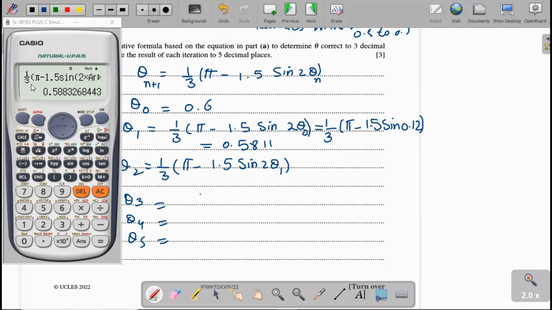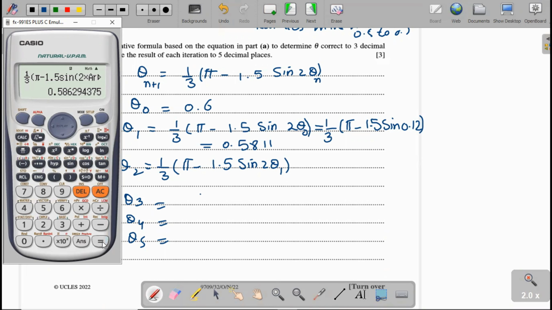you see here we can use this formula in the calculator. 1 over 3 pi minus 1.5 into sine 2 into answer. Now you can see here the answer is 0.5855, and the next answer is, I press it, then this is theta 2 and that is theta 3, which will be equal to 0.5866, and in the next is 0.5861. You see here, if next the third decimal place is 0.586 and repeats this value. Now you can see here 0.586.